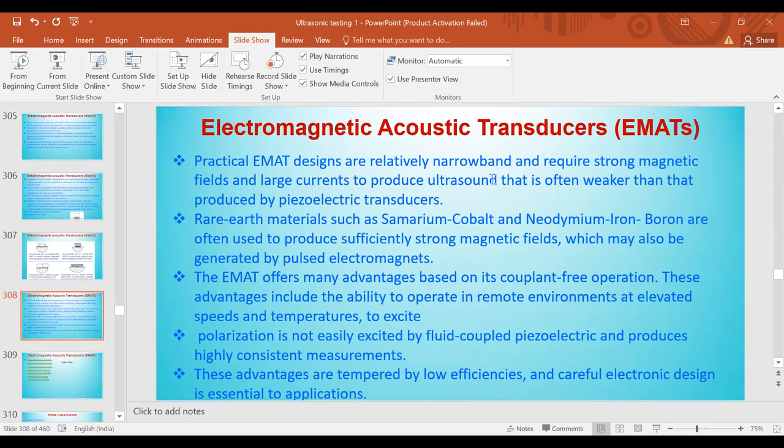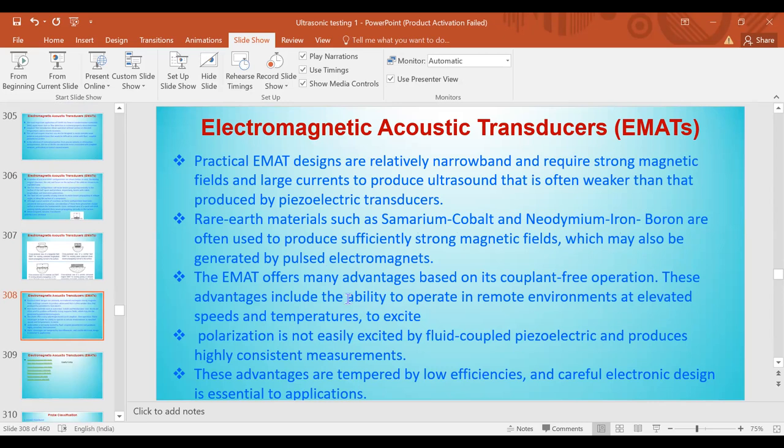Practical EMAT designs are relatively narrow band and require strong magnetic fields and large currents to produce ultrasound that is often weaker than that produced by piezoelectric transducers. Rare earth materials such as samarium cobalt and neodymium iron boron are often used to produce sufficiently strong magnetic fields, which may also be generated by pulsed electromagnets.